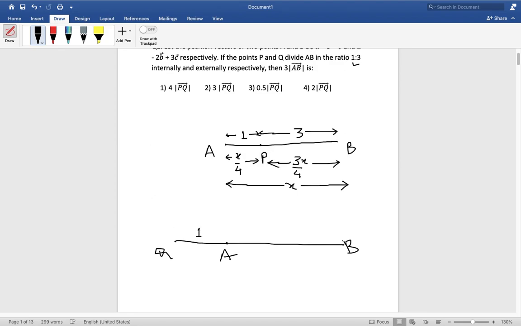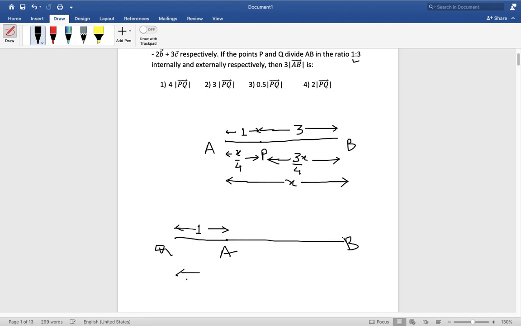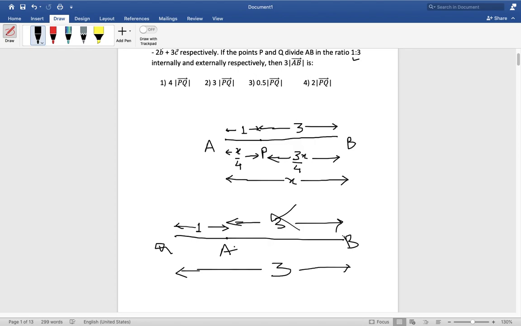So in here, this part is 1 and this part is 3. Do not make the mistake of using this part as 1 and this part as 3, because Q is dividing AB in the ratio AQ is to BQ. So this whole length has to be 3, not just this part. If you take this part as 3 and go on and solve this problem, you will be making a mistake and you will lose your marks in the exam. So this is 1 and this is 3.